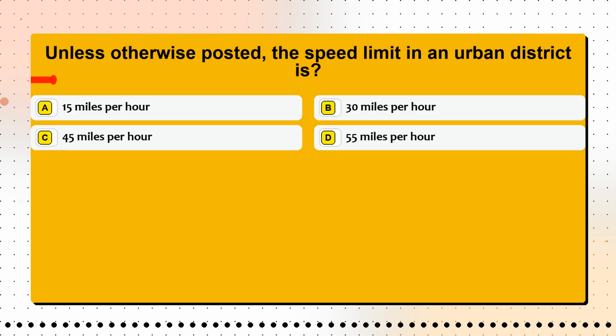Question 28. Unless otherwise posted, the speed limit in an urban district is. Here are the options. Option A. 15 miles per hour. Option B. 30 miles per hour. Option C. 45 miles per hour. Option D. 55 miles per hour.